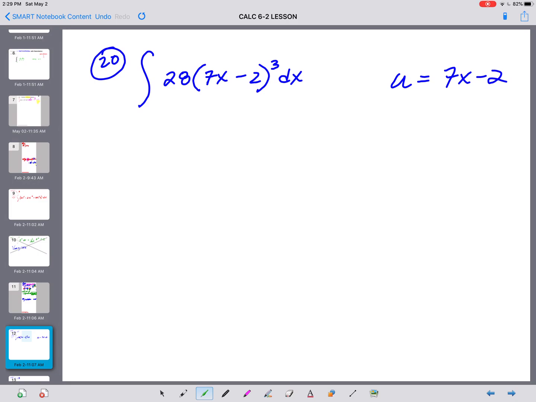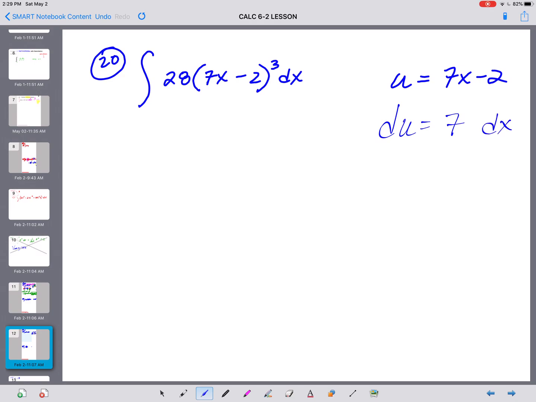Hey, they've got the u. First thing we do, we find the du. The derivative. What's the derivative of 7x? Just 7. What's the derivative of negative 2? 0. So I'm going to say the derivative of 7x minus 2 is 7 dx.